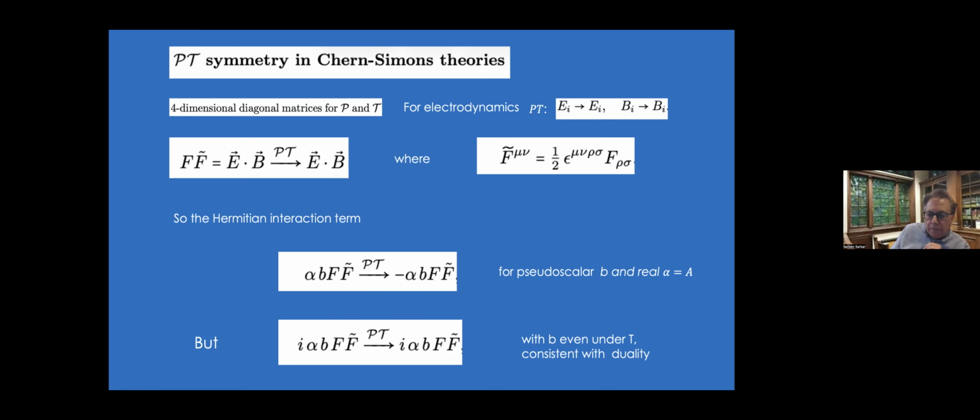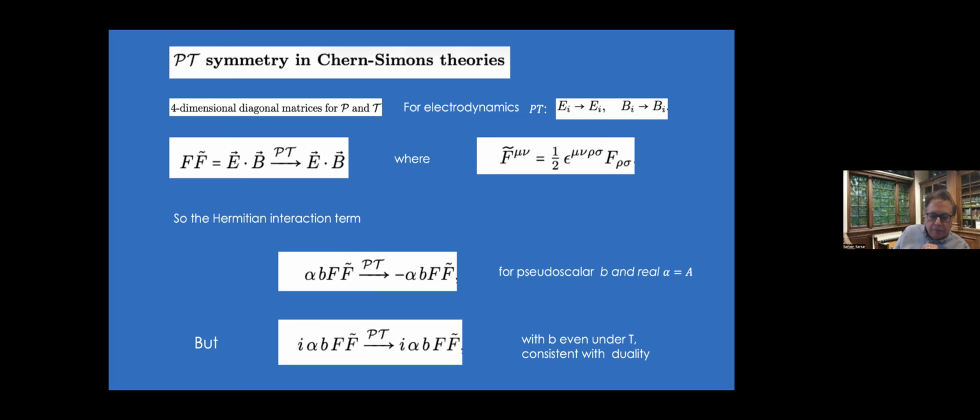For a pseudoscalar B, which is even under T, alpha B F F tilde goes to minus alpha B F F tilde. So essentially, it is Hermitian, but not PT symmetric. Okay, while the term where you have i alpha B F F tilde is PT symmetric.